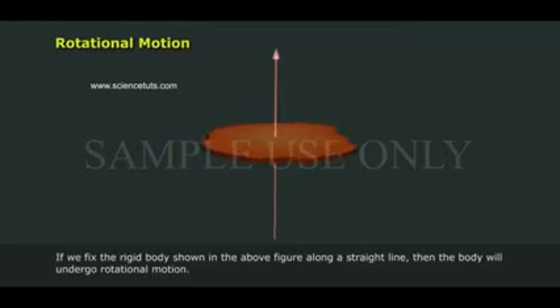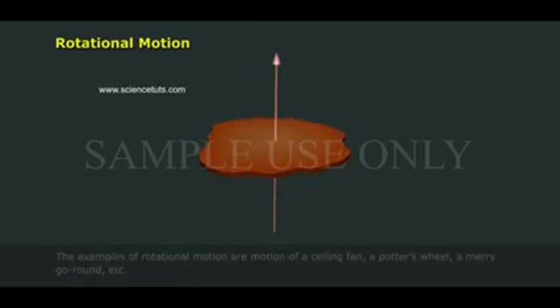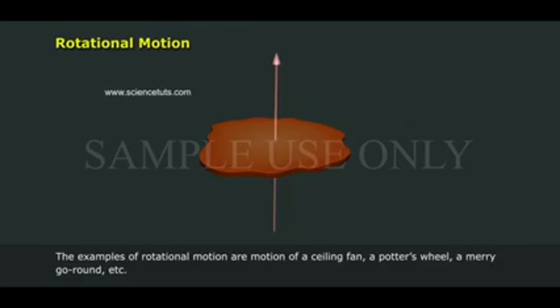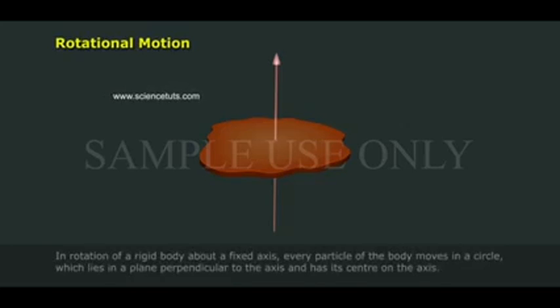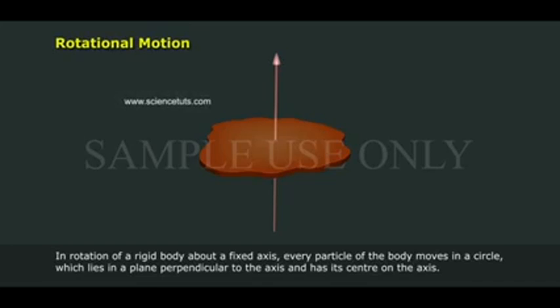Rotational motion. If we fix the rigid body, shown in the above figure, along a straight line, then the body will undergo rotational motion. The examples of rotational motion are the motion of a ceiling fan, a potter's wheel, a merry-go-round, etc. In rotation of a rigid body about a fixed axis, every particle of the body moves in a circle, which lies in a plane perpendicular to the axis and has its center on the axis.